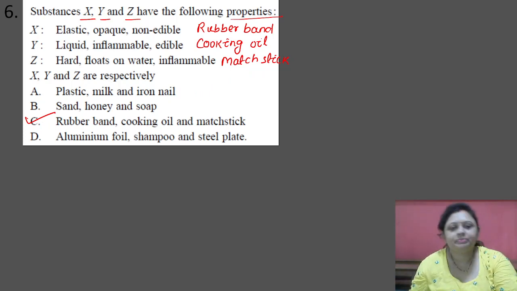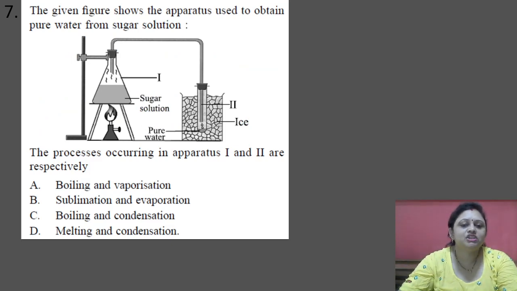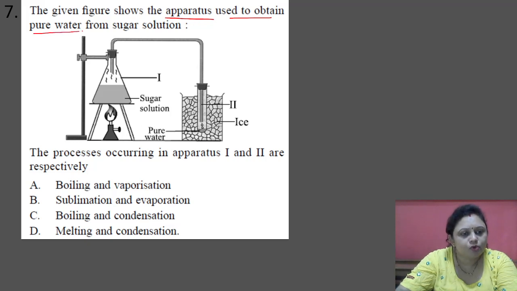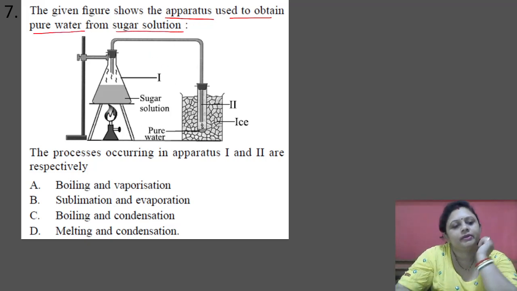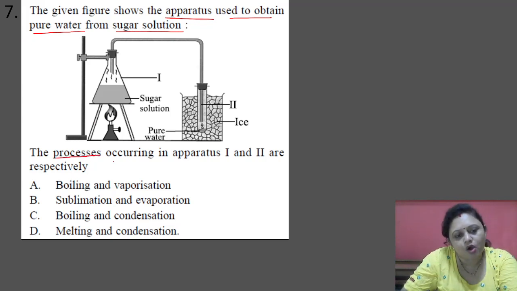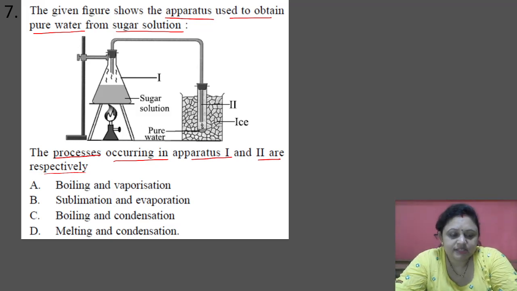Got it, everyone? Coming to the next question. The given figure shows the apparatus used to obtain pure water from sugar solution. The processes occurring in apparatus 1 and 2 are respectively: options are A, boiling and vaporization, B, sublimation and evaporation, C, boiling and condensation, D, melting and condensation.